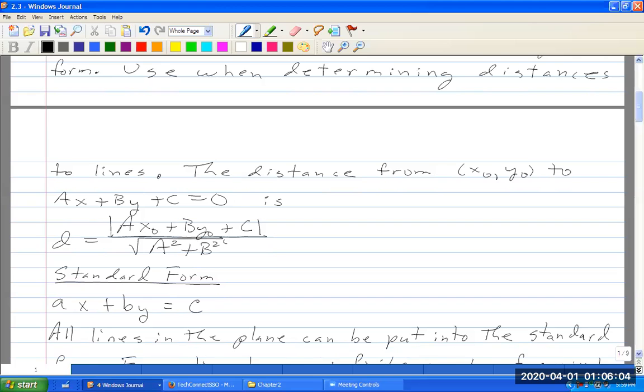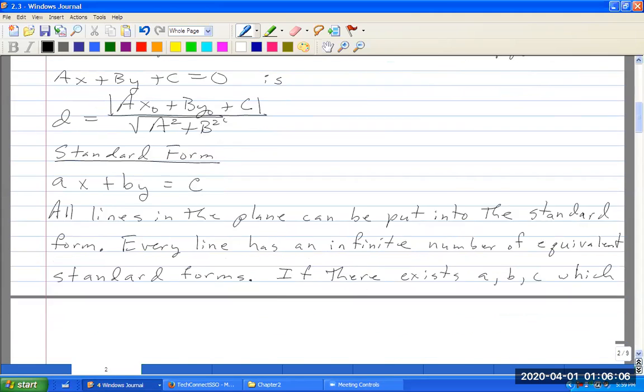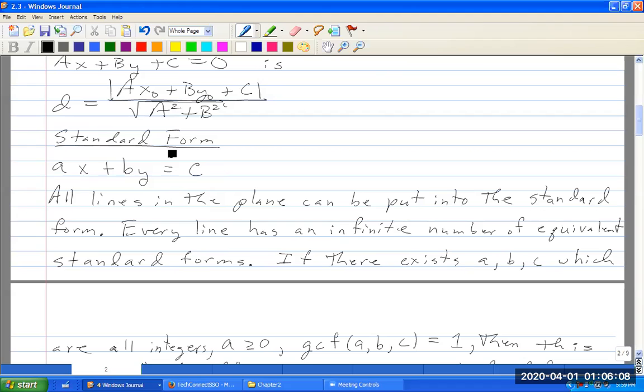The standard form for the equation of a line has the form ax plus by equaling c. It's almost identical to the general form. It's just in this case, instead of having that the right-hand side is 0, I have that the right-hand side is equal to some constant. All lines in the plane can be put into the standard form, but just like the general form, every line has an infinite number of equivalent standard forms.